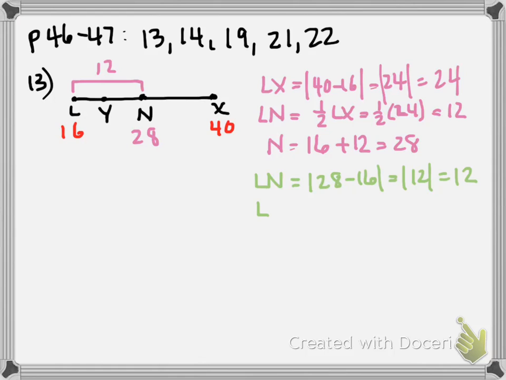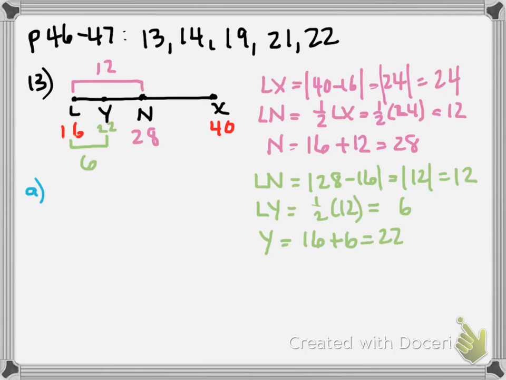And we know that the length of LY is half the length of LN. So that gives me 6. Now again, what that 6 represents is the distance from L to Y. It doesn't tell me the coordinate. To figure out where Y is, I start at 16 and I add 6 to it, and that's where I get 22. So very easily now I've got all the answers that I need.